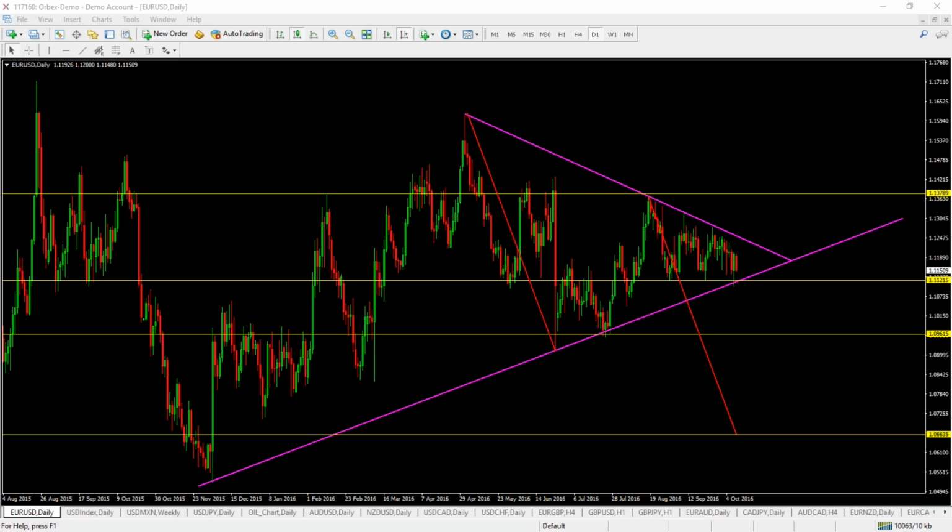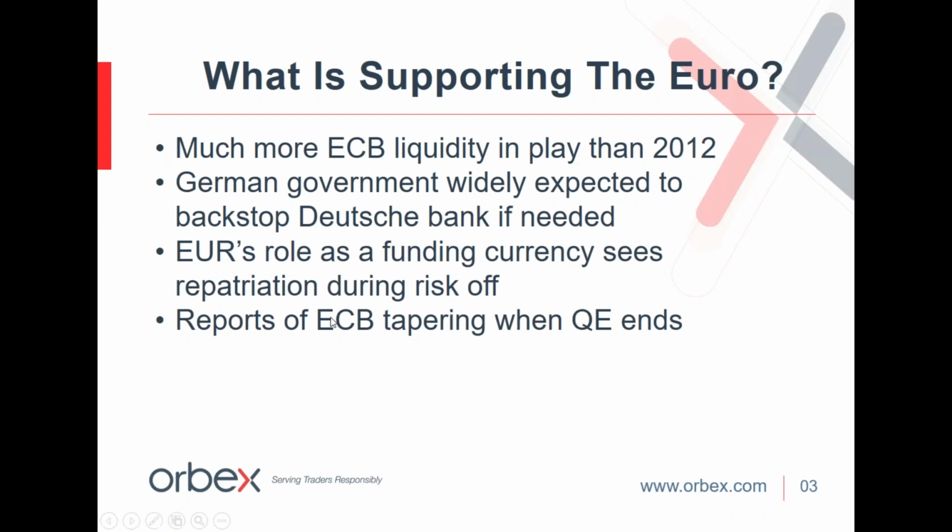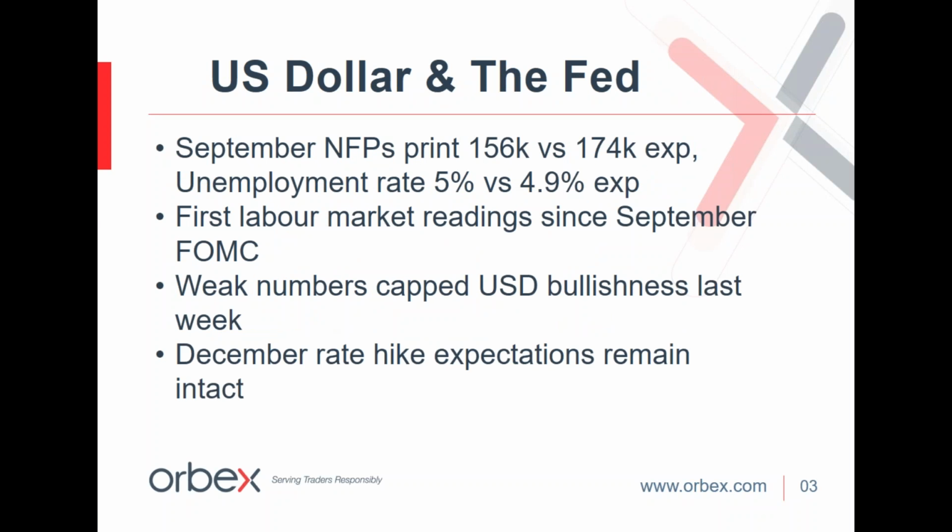So moving on to the US dollar then, going back to our key themes. Okay, so the first issue to address is of course the September employment reports, which came in weaker than expected, with the headline non-farm payrolls print reading just 156,000 versus 174,000 expected. And alongside this, we saw the unemployment rate in September ticking up to 5%.